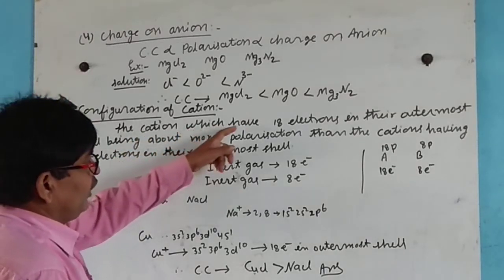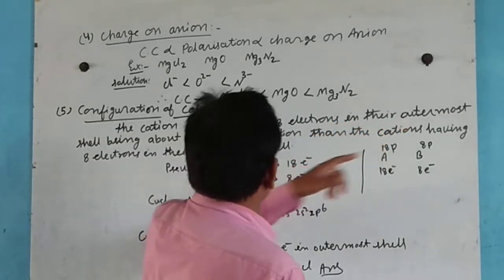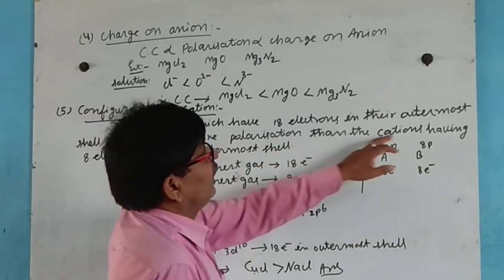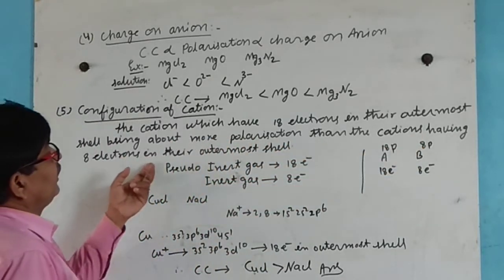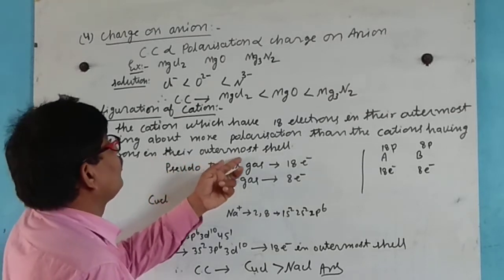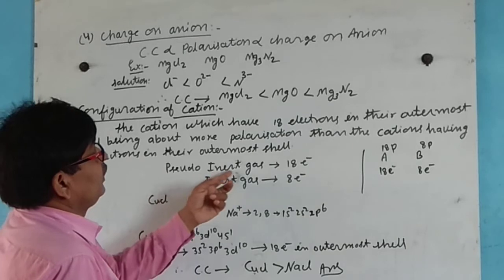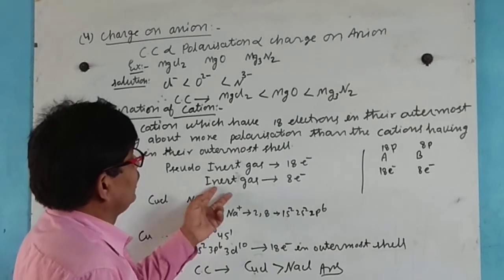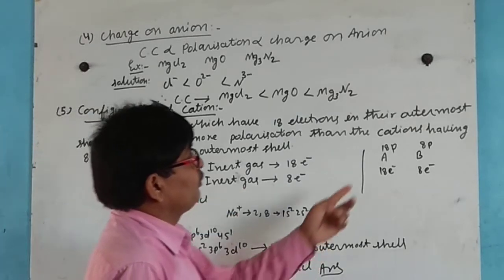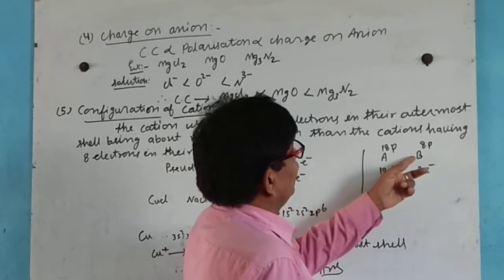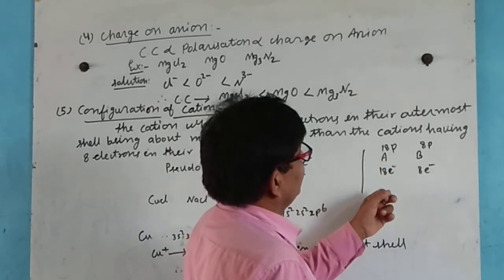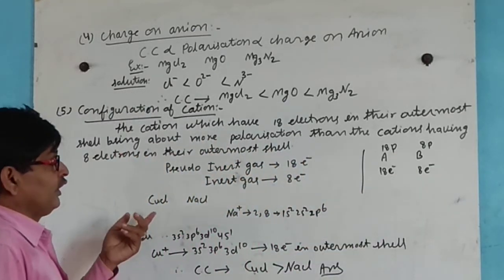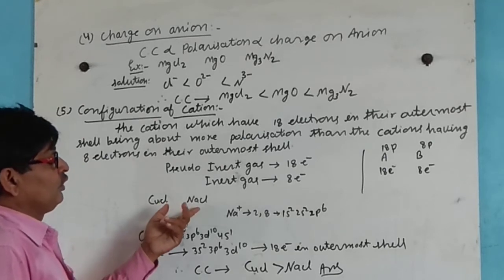The cation which has 18 electrons in its outermost shell shows more polarization than the cation having 8 electrons in its outermost shell. Here, pseudo inert gas has 18 electrons in the outermost shell and inert gas has 8 electrons. Let us suppose that A and B are two elements. A has 18 protons and 18 electrons, B has 8 protons and 8 electrons. Now we take the example of copper chloride and sodium chloride.